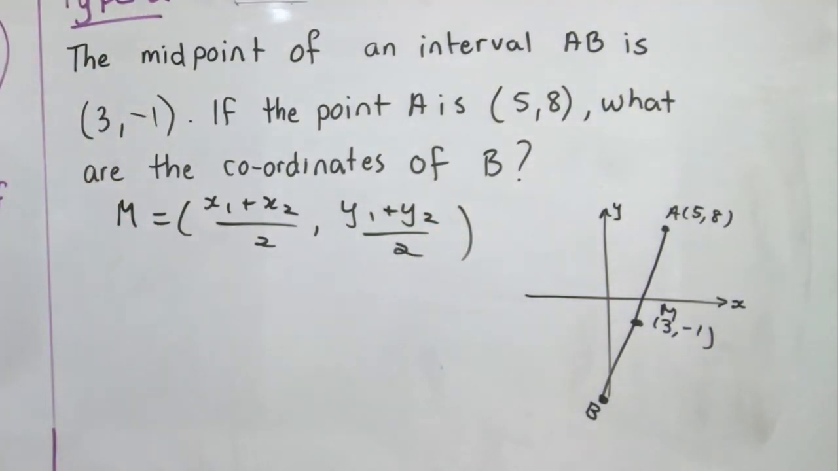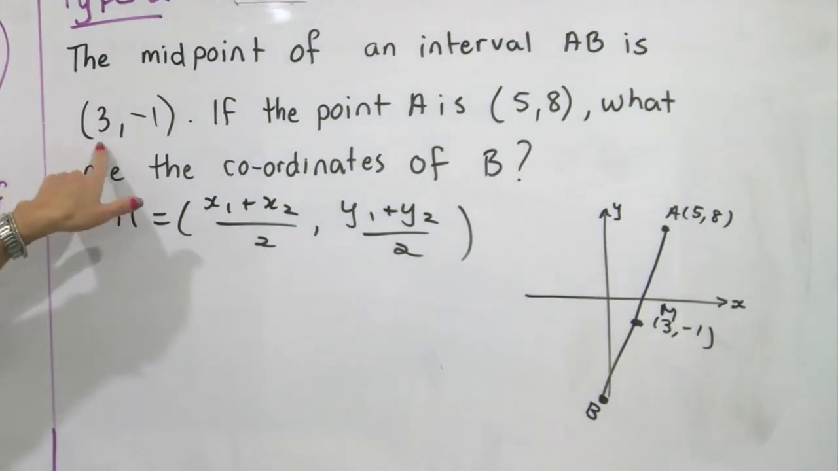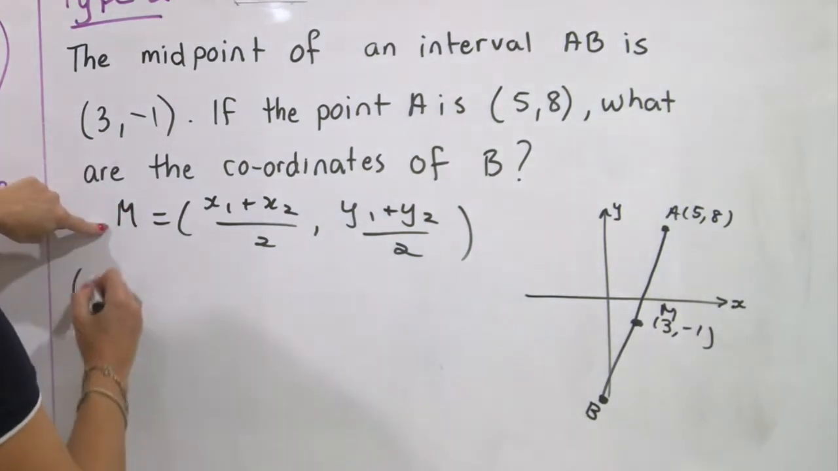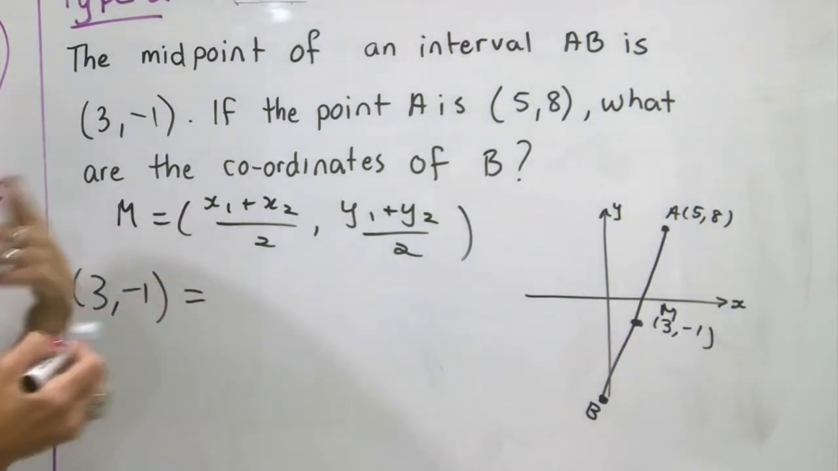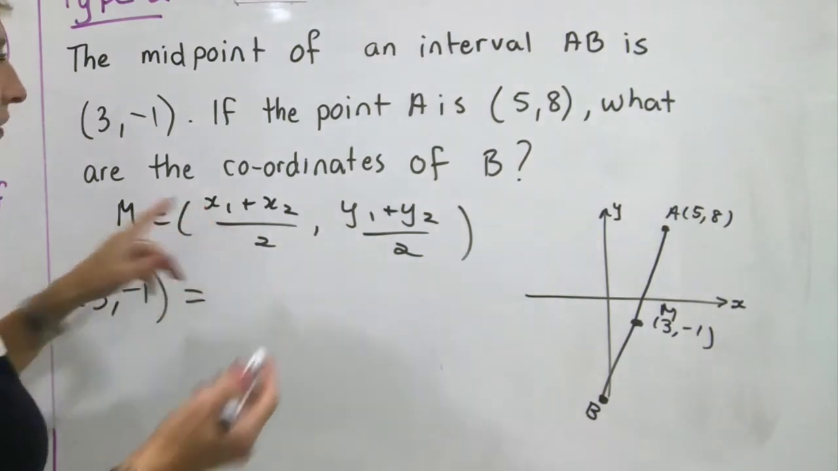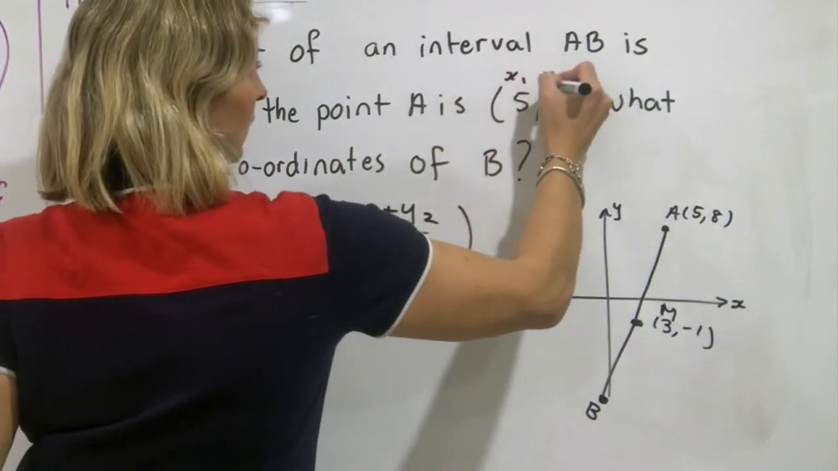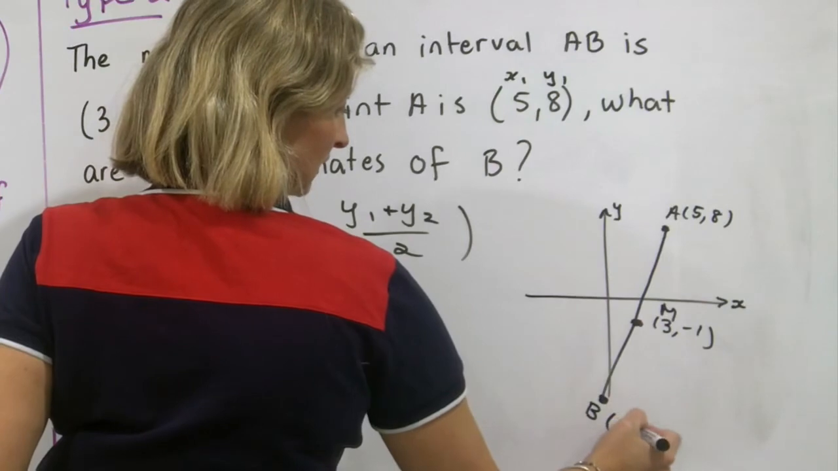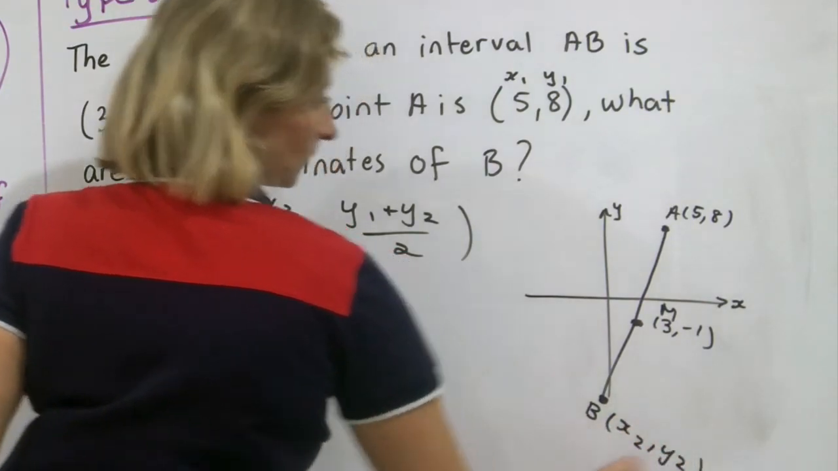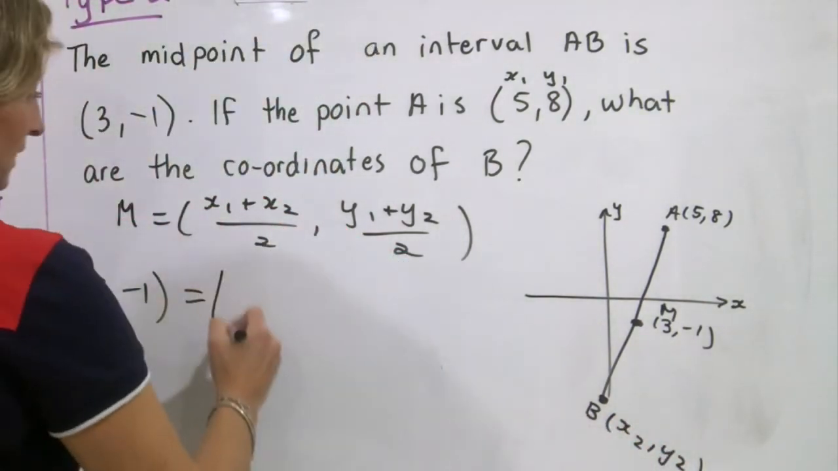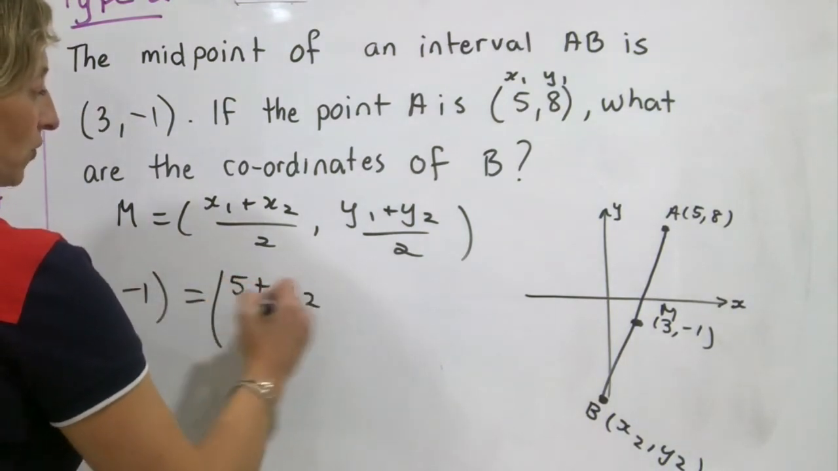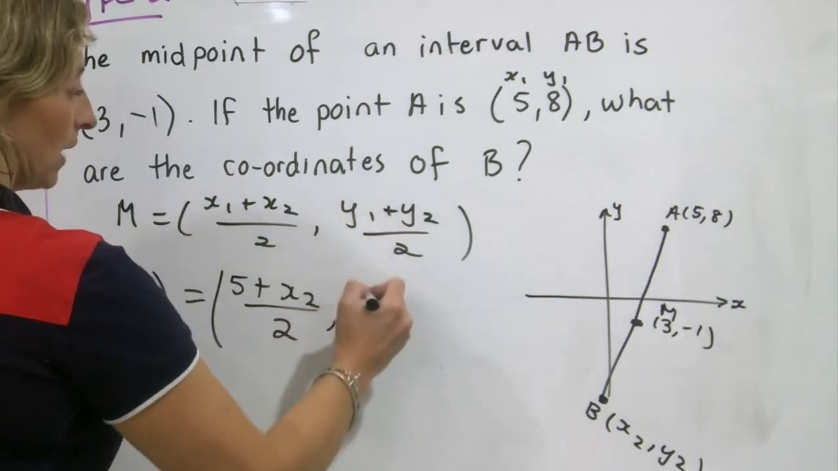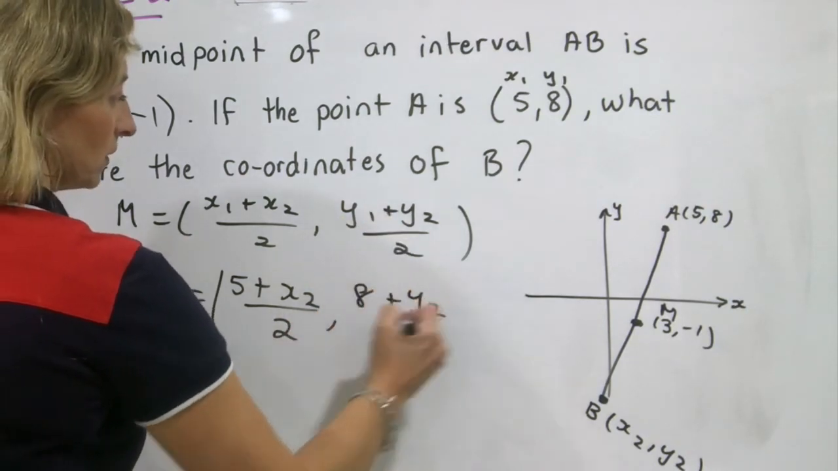We can now substitute everything we know into the formula. We know that this point here is the midpoint, so that point goes over there. That's actually the answer. We're going to be working backwards. We know that this point here could be x1, y1, and our point B would be x2, y2. I need to put in all the numbers where they belong. x1 is 5, x2 I don't know, that's what I'm trying to find. y1 is 8, and y2 I'm trying to find.